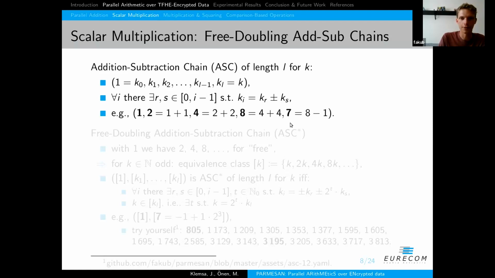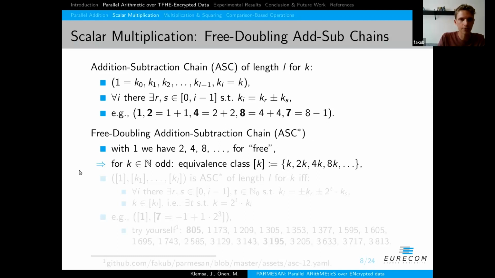So for the number k equals 7, we have this addition-subtraction chain of length 1, 2, 3, 4. And we might notice that each of these values can be reached as addition here or subtraction here of some of the previous values. So this gives us a recipe how to evaluate number 7 starting from 1.